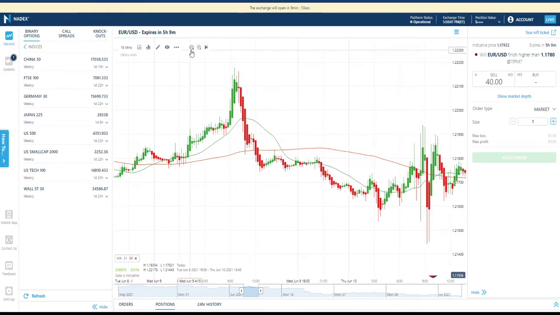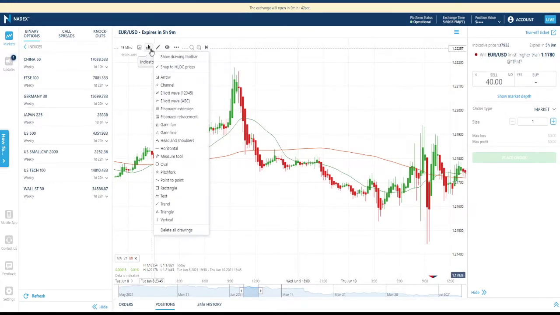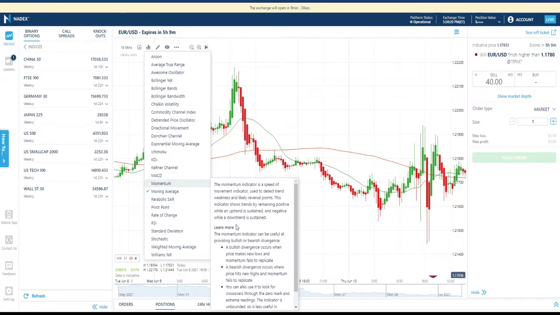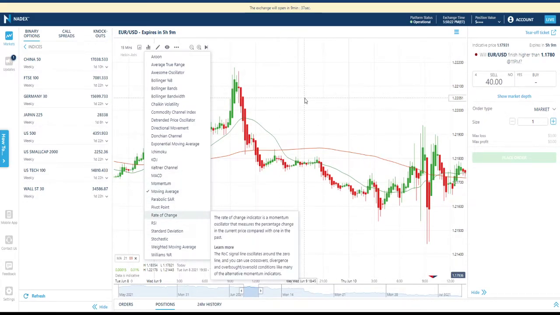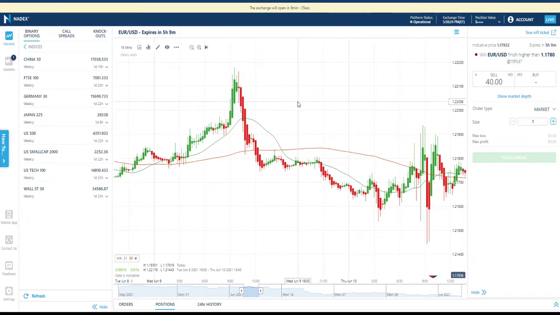You do need the Heikin-Ashi. If you don't know how to set this up on NADEX, you just click the three dots, click Type, click Heikin-Ashi, and the next thing you need is indicators, moving averages. You need the 21 and the 89. The rules are very simple.